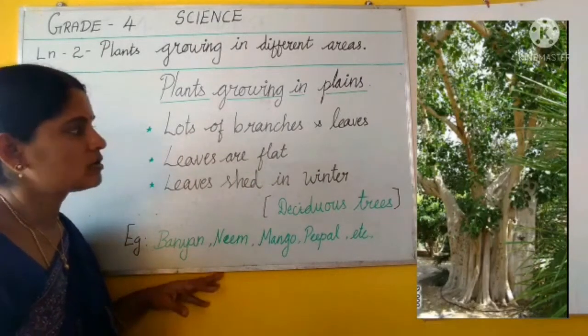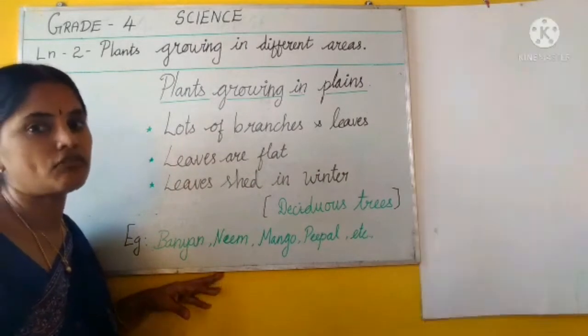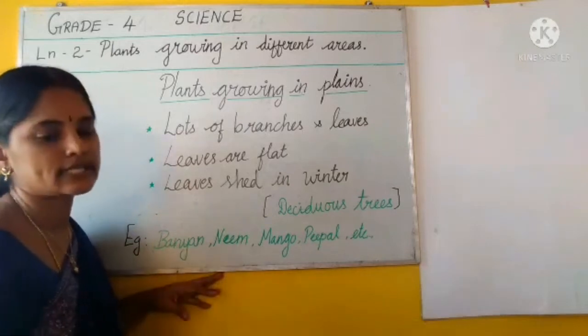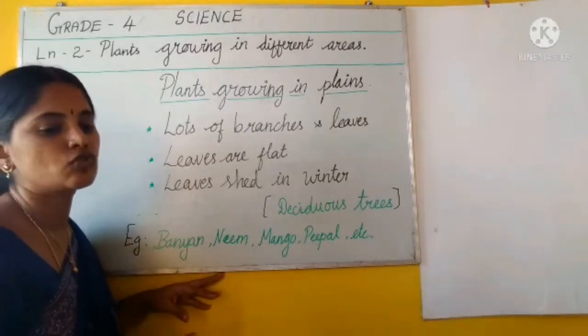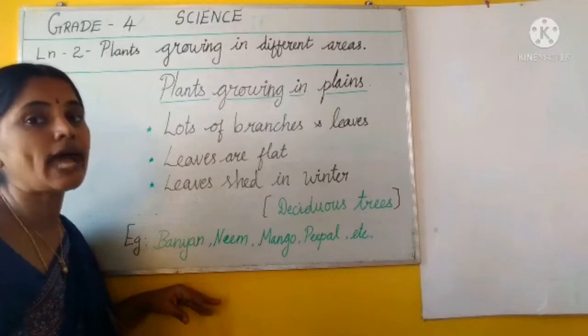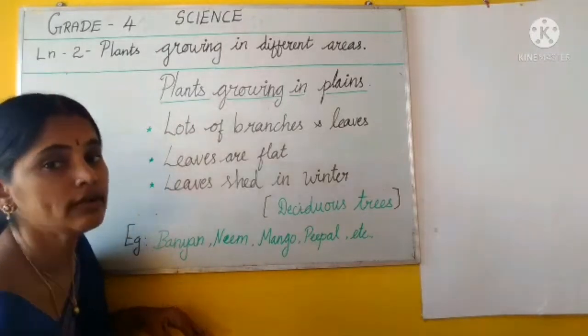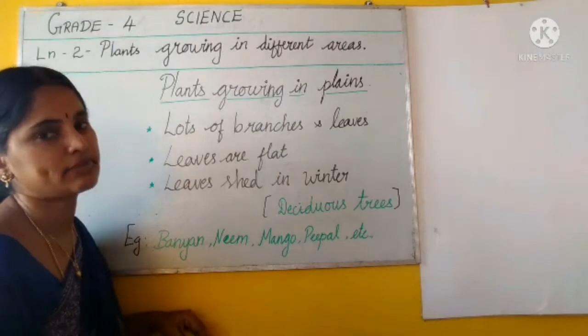Clear, children? So now we'll go for the next terrestrial plant. Plants growing in hot and damp region. Plants grow in hot and damp region.